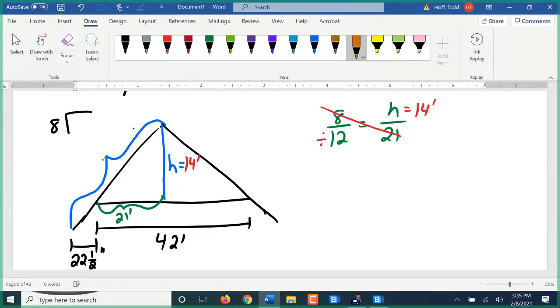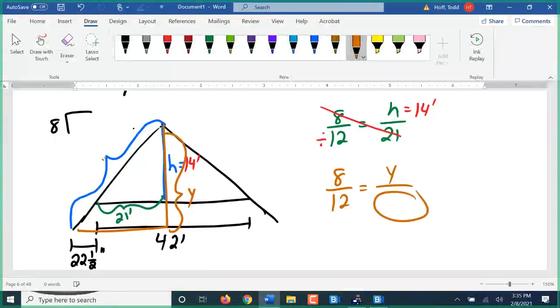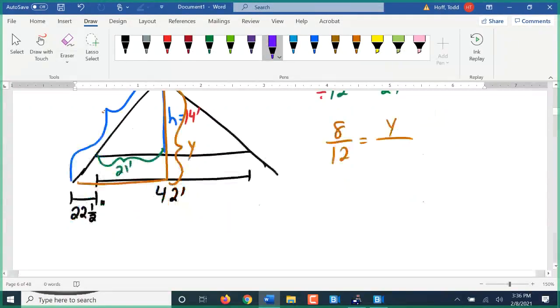What are we going to do? Stick our top cord here now. In this triangle, I'll call this Y here. I'm still going to use 8 to 12. This will be Y. What goes down here? 23 and a half feet.